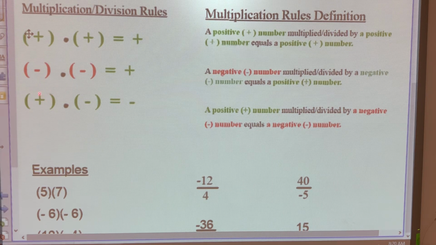Now, a positive number multiplied or divided by a negative number equals a negative number. So here you see a positive multiplied by a negative equals a negative answer. This could have been negative, this could have been positive, but the signs are different. And anytime the signs are different when you're multiplying and dividing integers, the answer is always going to be negative. Let's take a look at a few examples.